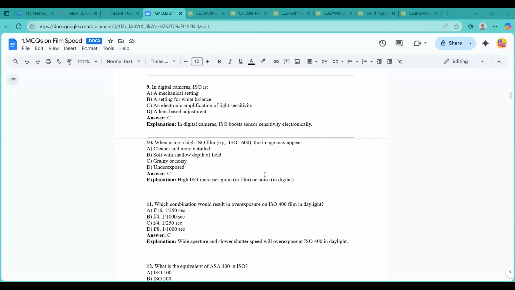So we were talking about the digital camera. In digital, there is no physical change of the film. So how does the ISO keep increasing and decreasing? Through the amplification of the light sensitivity. So it's a little technical question, but it could be asked.